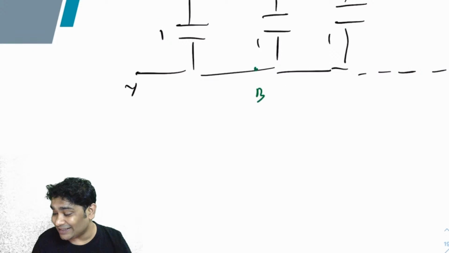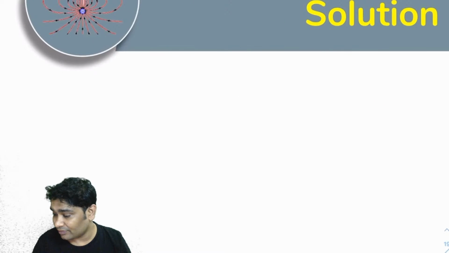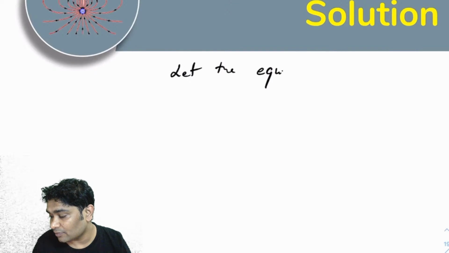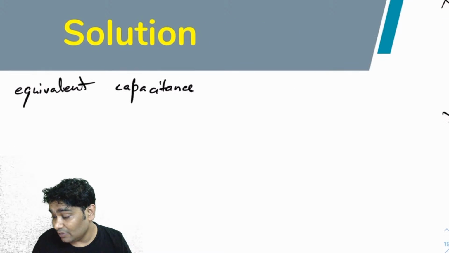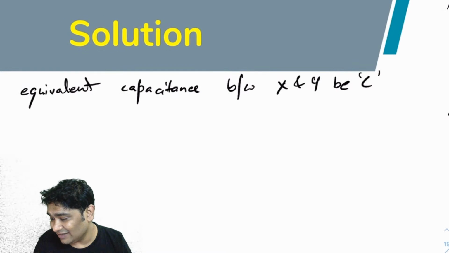So let's redraw this circuit here. Let's assume the equivalent capacitance between x and y be C.